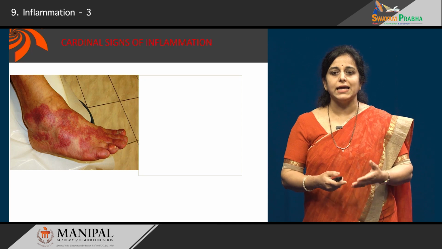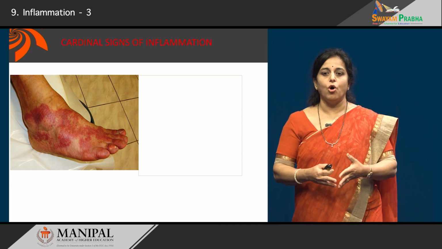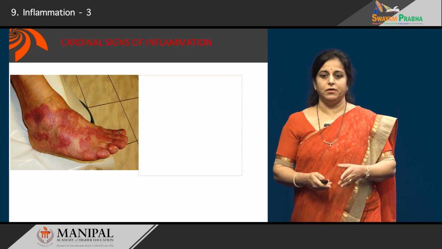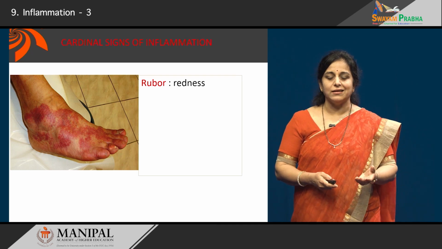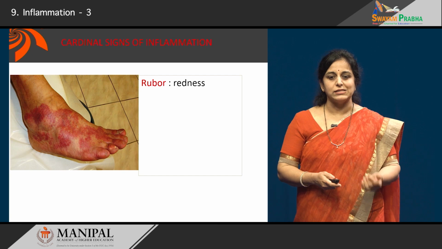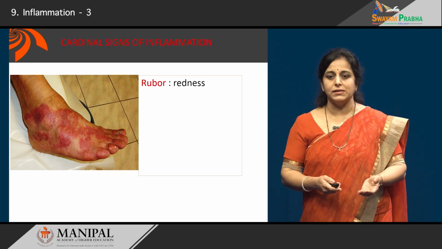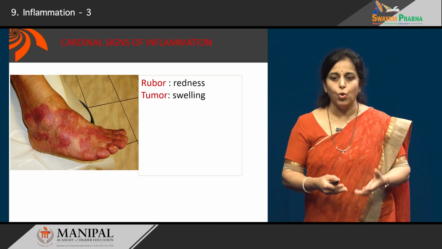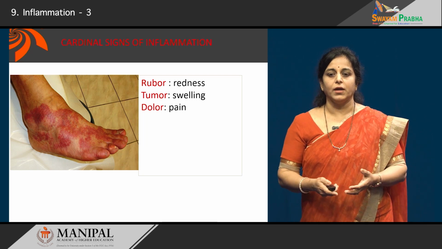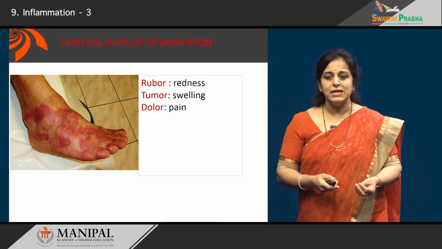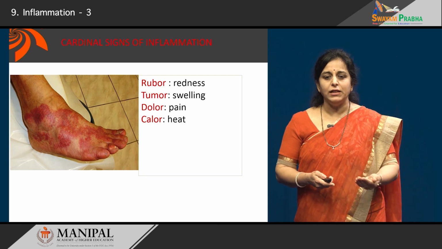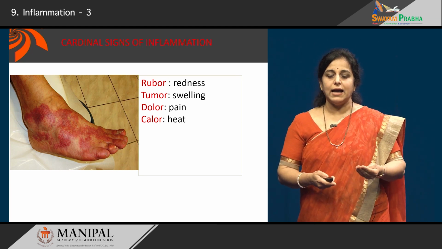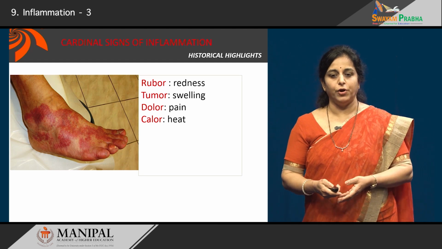Now, how do we clinically say that a particular site of the body is inflamed? There are 5 cardinal signs that are seen in case of inflammation. Number 1, rubor. As you can see here, the part of the body, that is the foot, is inflamed. It is very red in appearance. So, rubor means redness. Tumor, you see that the part of the body is swollen. So, it is called tumor. Dolor means the part of the body will be extremely painful. Calor, if you feel the part of the body that is inflamed, it has a higher temperature than the rest of the body.